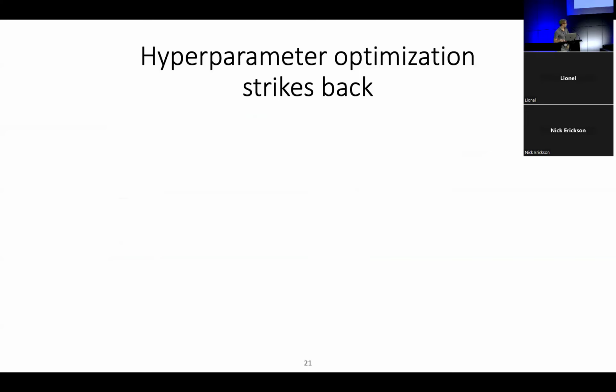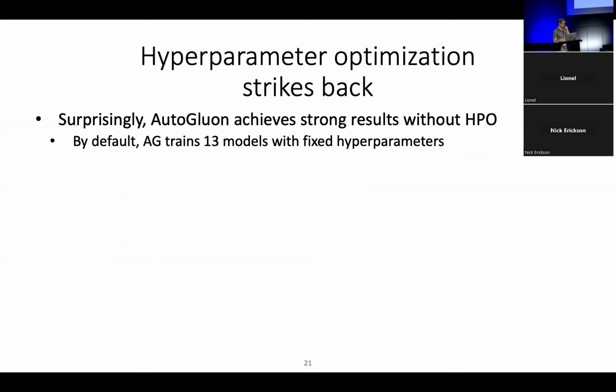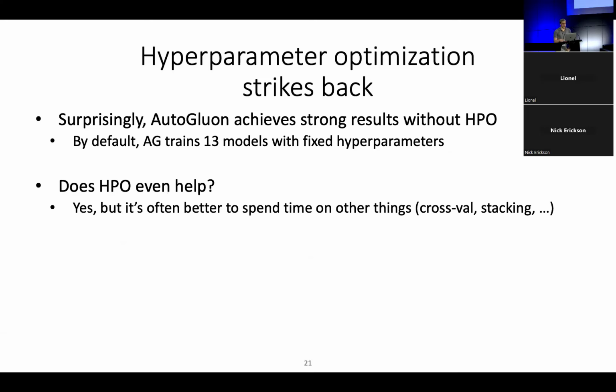So next up is hyperparameter optimization. It's the thing that AutoGluon didn't do. Surprisingly, AutoGluon achieves strong results without hyperparameter optimization. By default, AutoGluon just trains 13 models with fixed hyperparameters. It's nothing too fancy. Does HPO help? Yes, but it's often better to spend time on other things such as cross-validation, stacking, etc. But can we do better?